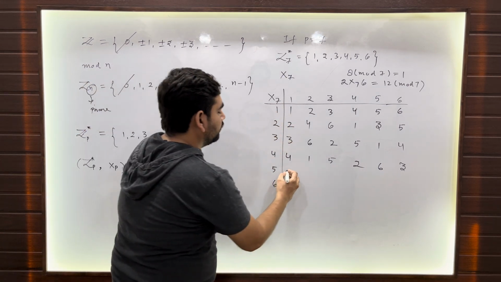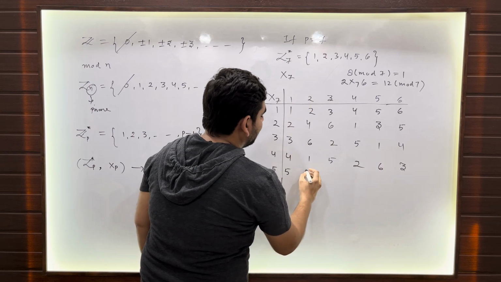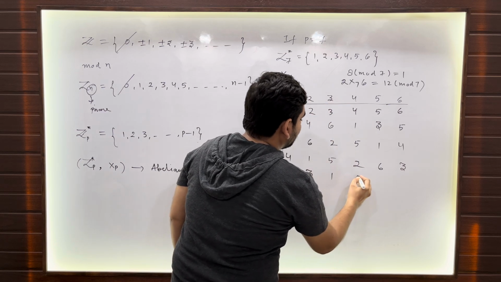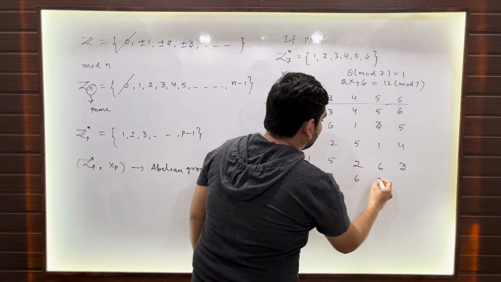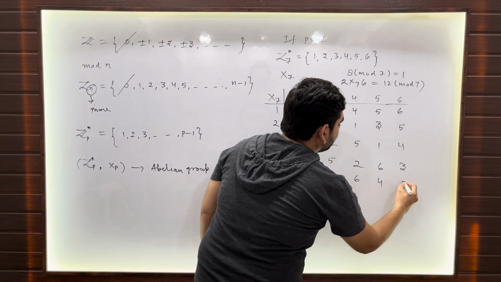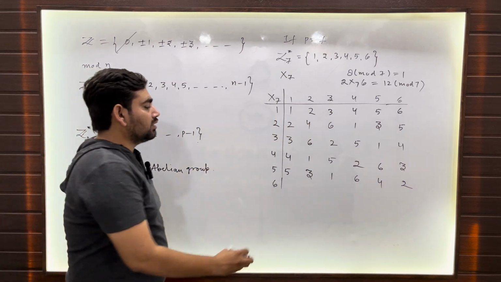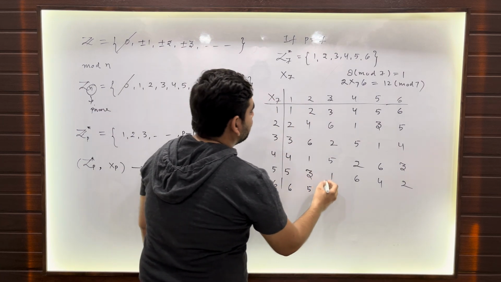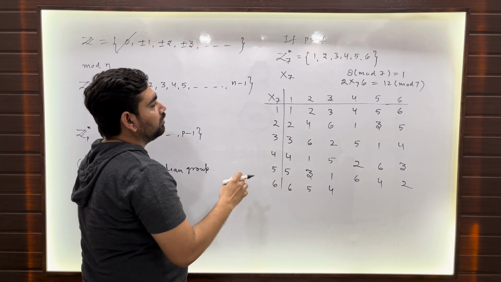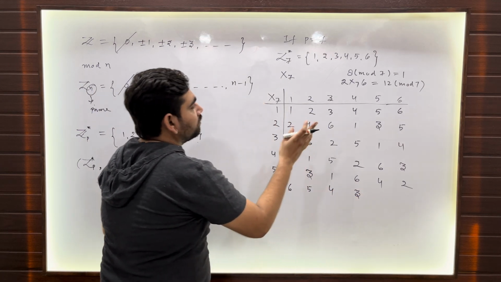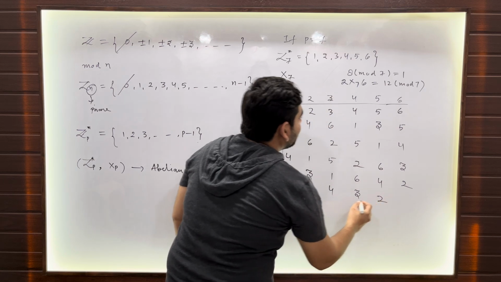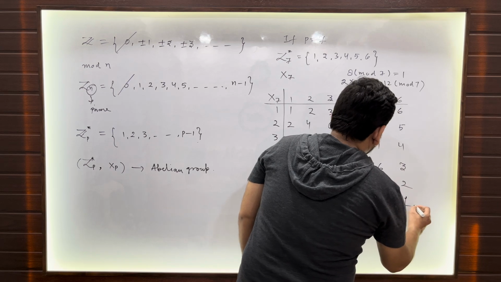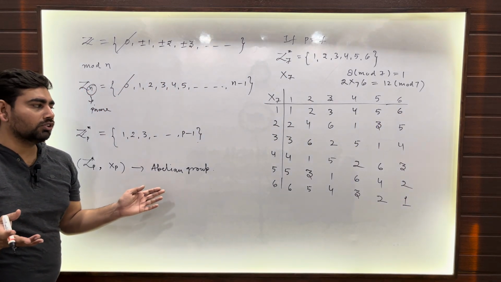Now 5 into 1 is 5, 5 into 2 is 10, which will become 3, 5 into 3 is 15, which will become 1, 5 into 4 is 20, which will become 6, 5 into 5 is 25, which will become 4, 5 into 6 is 30, which will become 2. Now 6 into 1 is 6, 6 into 2 is 12, under mod 7 it will become 5, 6 into 3 is 18, under mod 7 it will become 4, 6 into 4 is 24, under mod 7 it will become 3, 6 into 5 is 30, under mod 7 it will become 2, 6 into 6 is 36, under mod 7 system it will become 1. So we have prepared a composition table for this group.